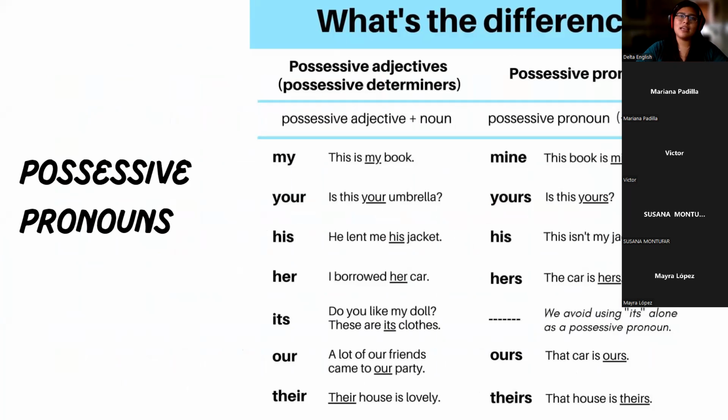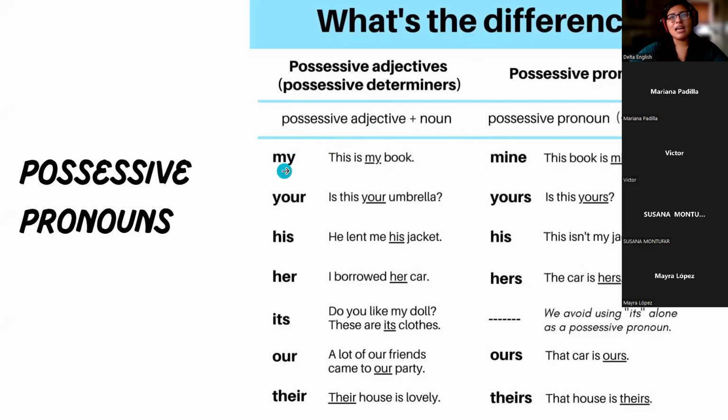The difference is I'm going to use possessive pronouns when I want to avoid repeating the object, when I want to avoid repeating the actual possession. So we said yesterday that these are the corresponding pronouns.